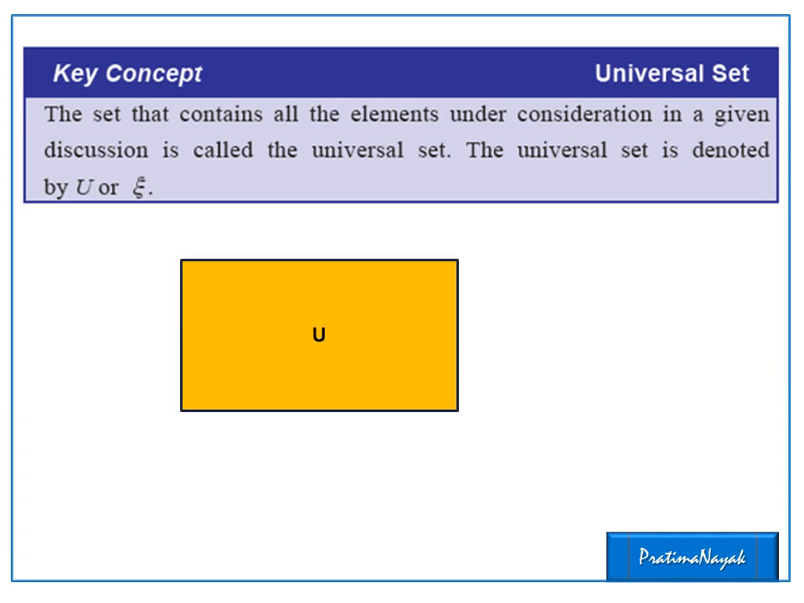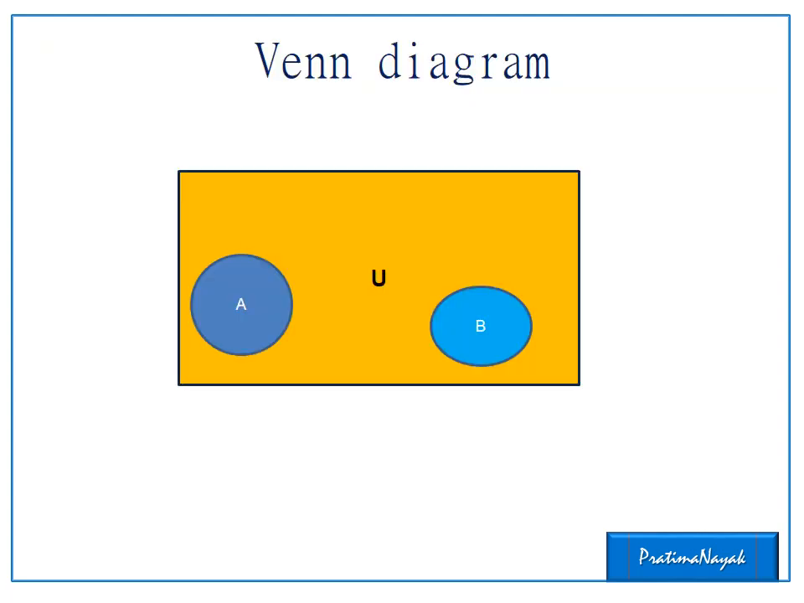Universal set is represented by a rectangle. So this is the simple Venn diagram. Universal set is represented by the rectangle and other sets can be circle or it can be oval in shape.